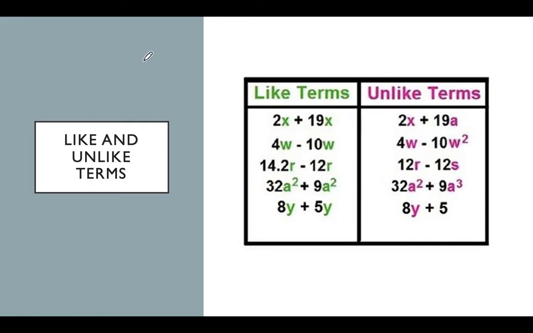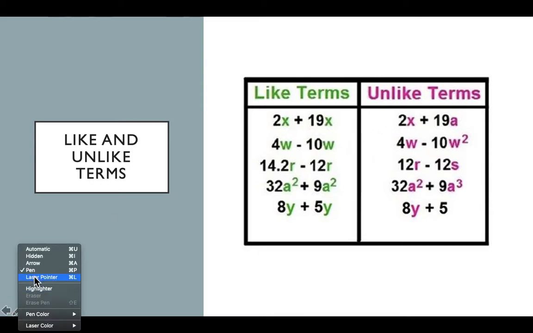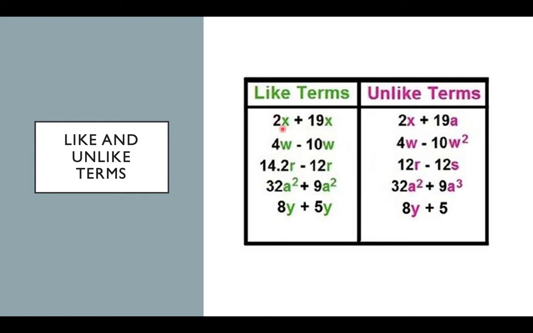Okay, here is a chart of what like terms and unlike terms are, okay? If we look at the first row, and I'm going to try to use my laser pointer, notice how I have both variables to the first power, okay? Both of these variables are x, and they're taken to the first power. In this second column, I have 2x and 19a. They are not the same variable, okay?